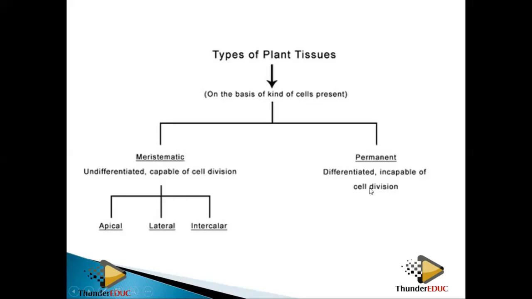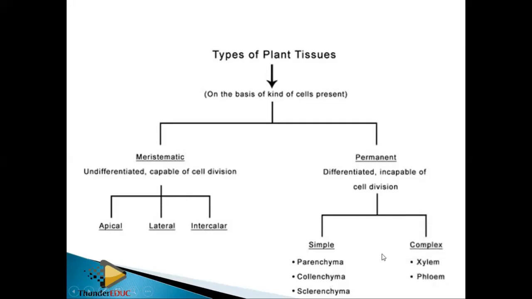We will ignore this. Then on permanent, we have what you call simple, the ones which are just one cell type: parenchyma, collenchyma, and then sclerenchyma. These ones have different modifications and serve different purposes in the plant. Then in the complex, if it's not one cell, then it's more than one cell, which becomes complex. You have the xylem and then you have the phloem. One is responsible for transportation of water and mineral salts, while the other is responsible for transportation of food or manufactured food.